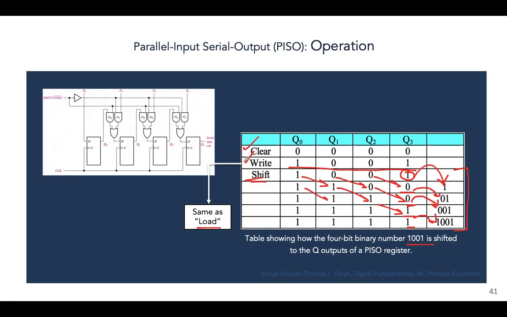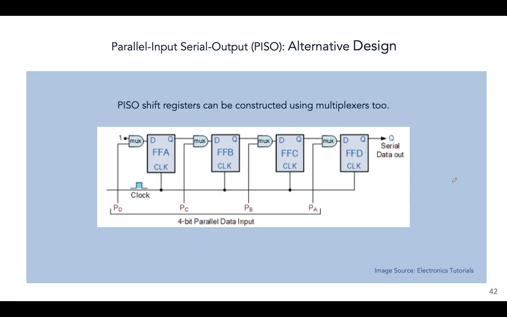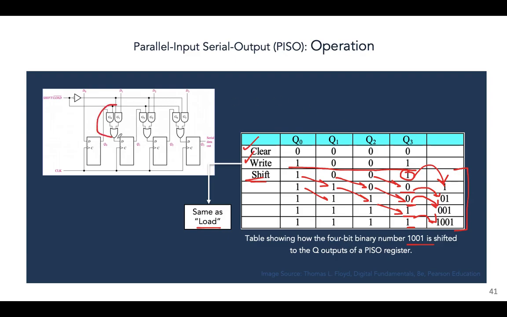So the writing or the loading happens all at the same time, but the reading out of the data is done with the help of shifting. All right. So before moving on, so far we have seen that we have designed this PISO register using this system of gates, right?